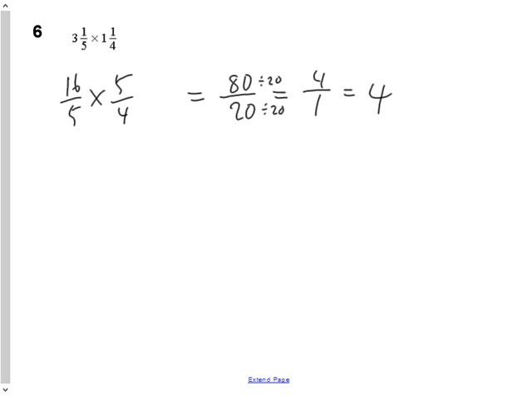But if you cross reduced, 5 over 5 would become 1 over 1. 16 over 4 would become 4 over 1. And when you multiplied it out, you still would have got your final answer of 4 over 1, or just 4.